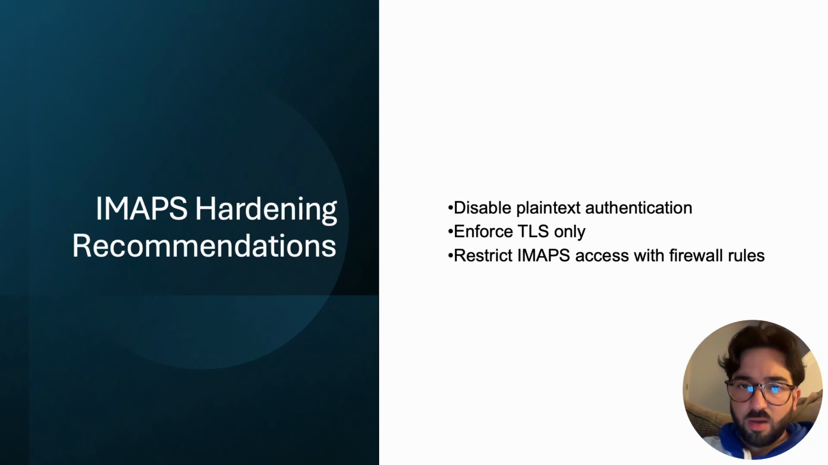For IMAPS hardening, I used three recommendations. First, disable plain text authentication, so users cannot log in without encryption. Second, enforce TLS only, which prevents insecure connections. And third, use firewall rules to restrict access to IMAPS from trusted networks.